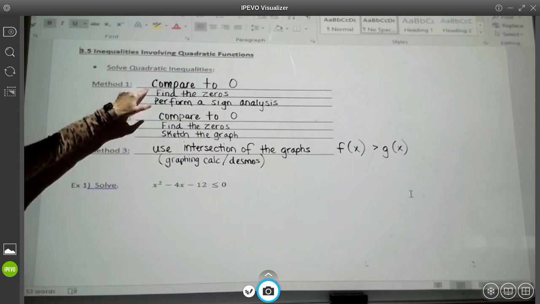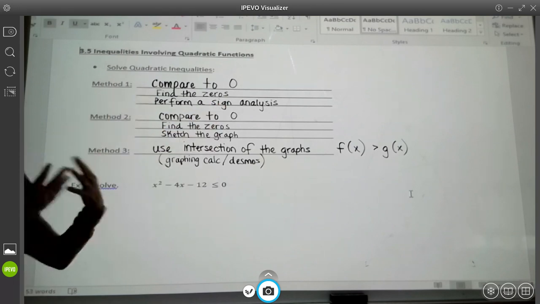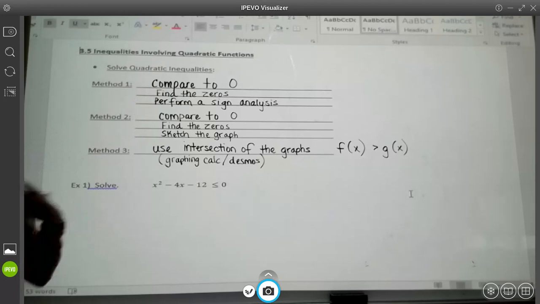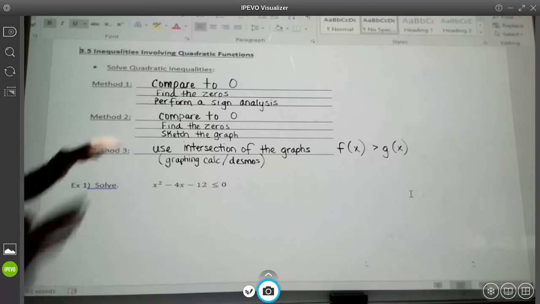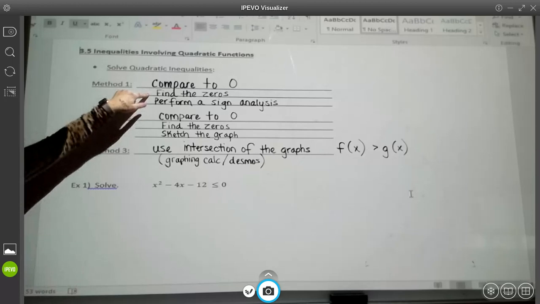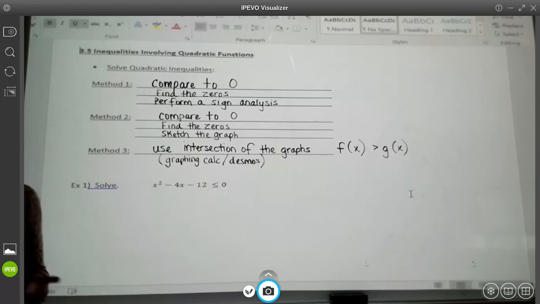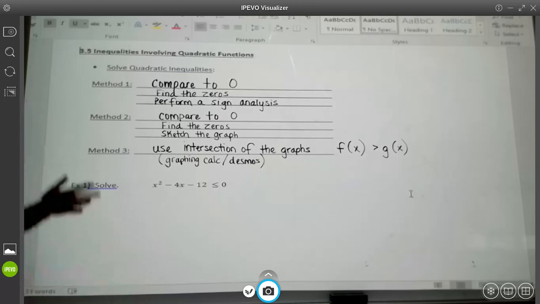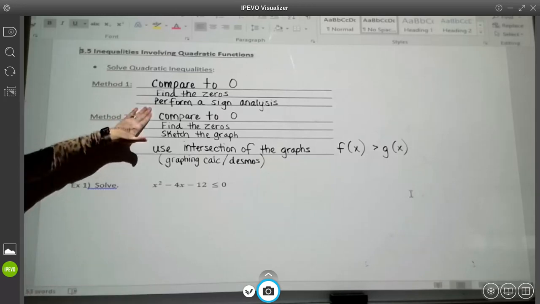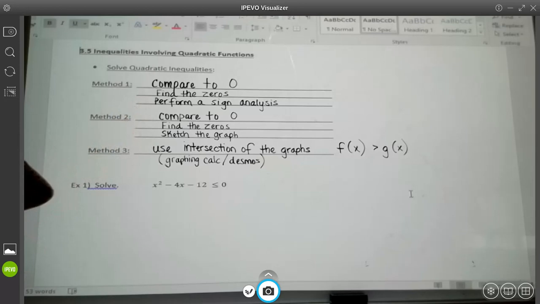If you want to solve a quadratic inequality using method one, it's called the sign analysis method. First, you have to compare your inequality to zero. So we'll get everything on one side of the inequality compared to zero. Then you're going to find the zeros. Setting a quadratic equal to zero usually means factoring, the quadratic formula, or something to find those zeros. Then you're going to perform a sign analysis, and I'll show you what that is. I'm just giving you guys a chance to write it all down. I got myself ahead by putting it on the board already.